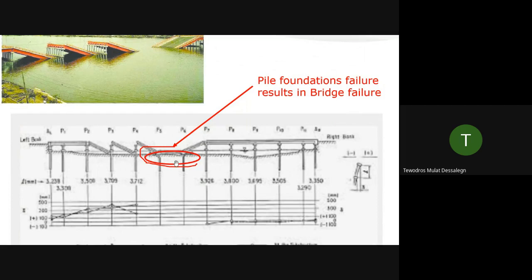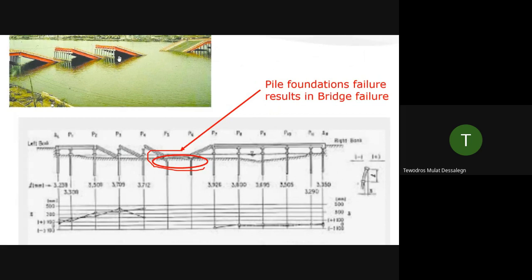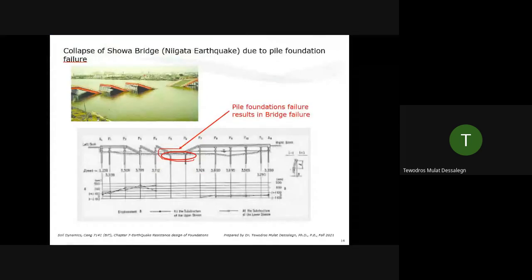Your superstructure may be fine, but once your foundation fails, such as through lateral spreading, this is under the water. Then the deck failed, and then when you see the bridge at the top, that's how it failed.